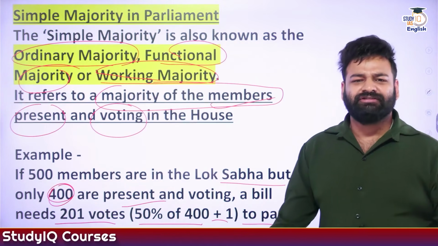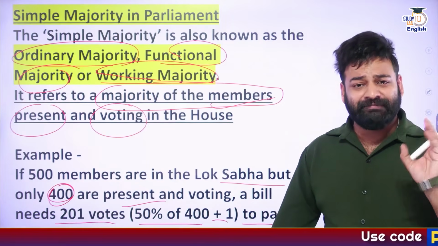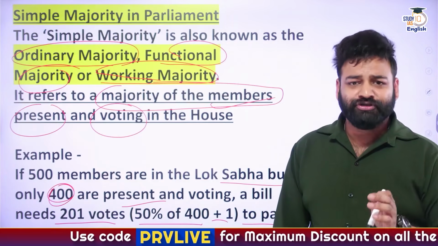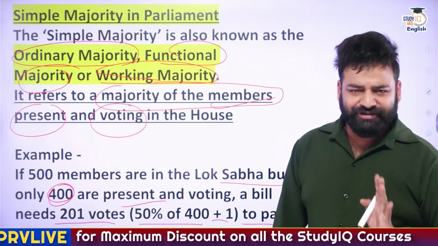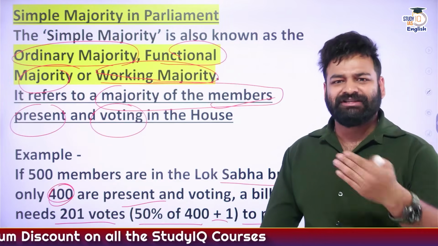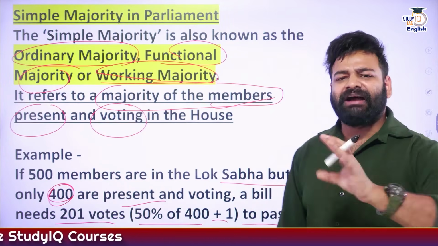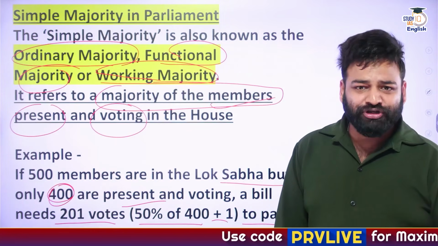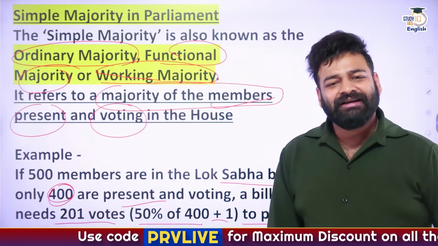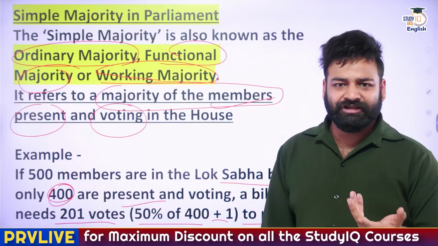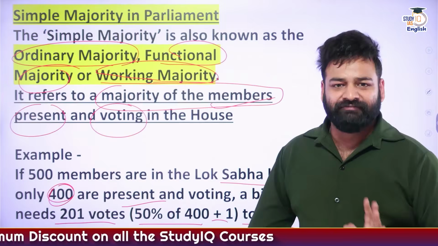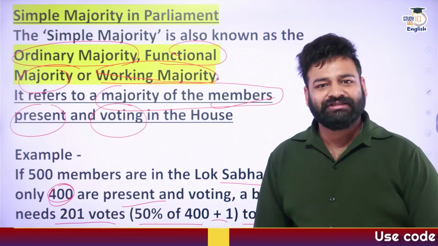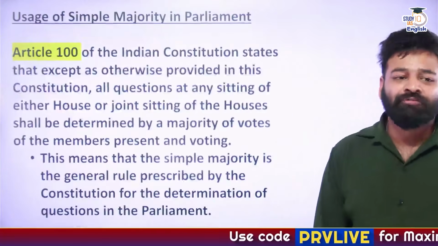That is known as the simple majority, as in 50% of 400 plus 1, that is 201. This is very clear in the words simple majority: 50% of the members present and voting. Let's say there are totally 500 members in the Lok Sabha, though presently it is 543, we have kept a figure of 500, and out of 500 only 400 are present. So what simple majority is needed? Just 50% of 400, that is 200 plus 1, which is 201. Once again, 50% of the members present and voting. That's it.